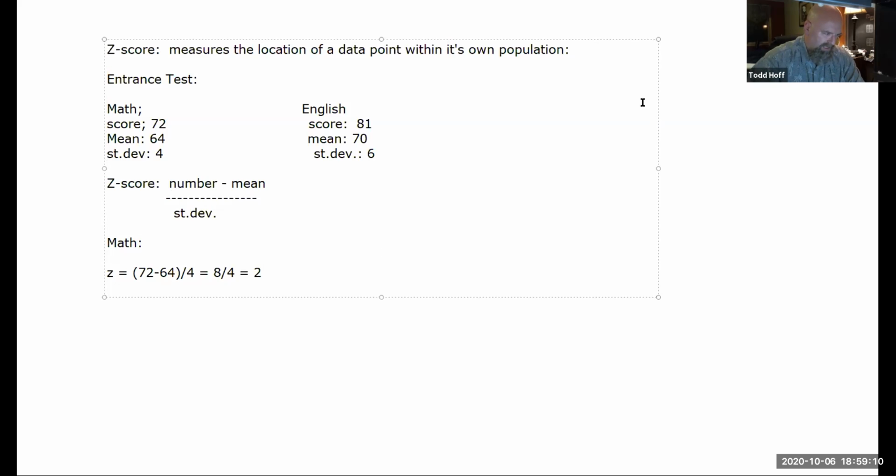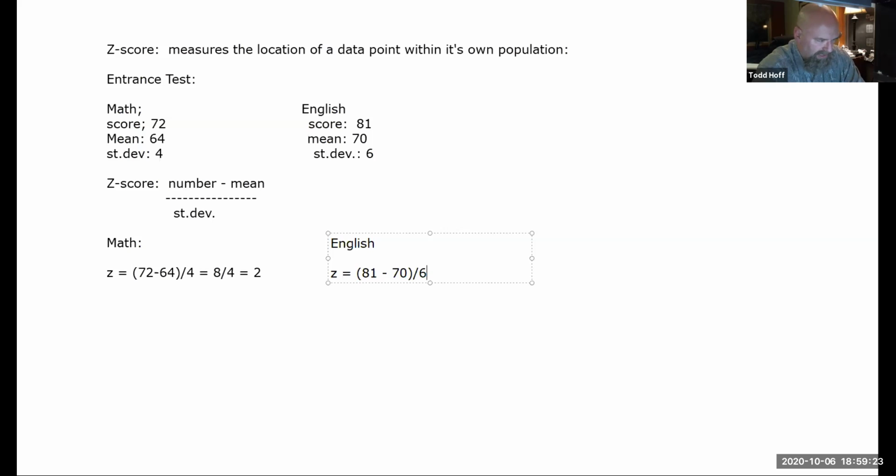For the English test, your z-score is you had a score of 81 minus the mean of 70, divided by the standard deviation of 6. 81 minus 70 is 11. Divided by 6 is 1.833. It's not quite 2 standard deviations above the mean. Telling you that you actually did slightly better on the math test, because that's a slightly higher z-score than the English test.